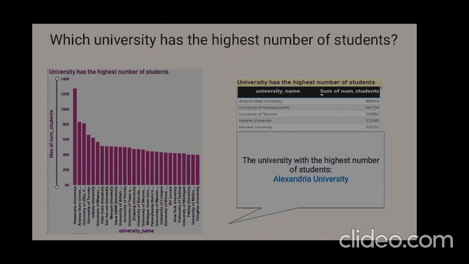The next question is: which university has the highest number of students? Here I create a bar graph and table. The university with the highest number of students is Alexandria University, followed by University of Massachusetts, University of Toronto, Indiana University, etc.